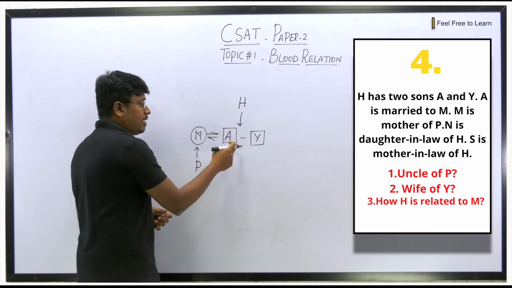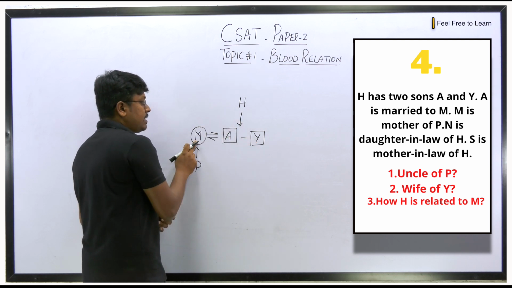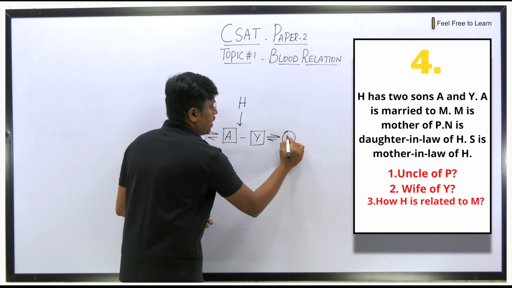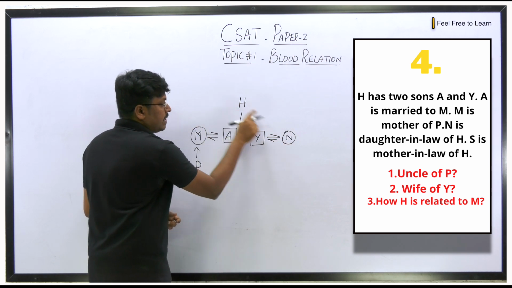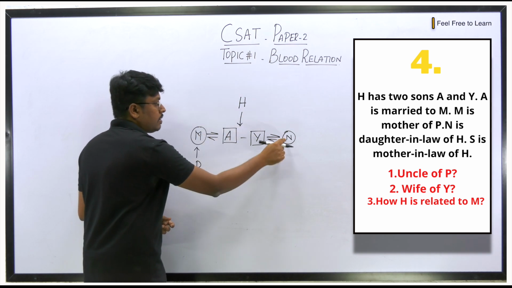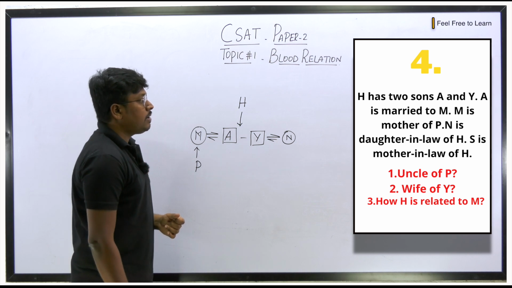So H's daughter-in-law is N. We already know that H has 2 sons, right? So one son is married to M. So definitely this person Y should be married to N. Only then we can say that H will call N as a daughter-in-law. So one daughter-in-law will be M and another daughter-in-law will be N. Got it? So S is mother-in-law of H.